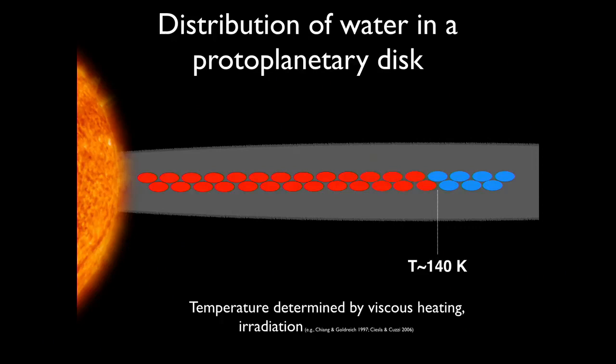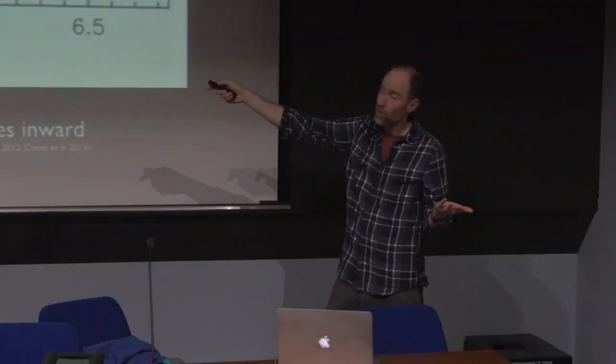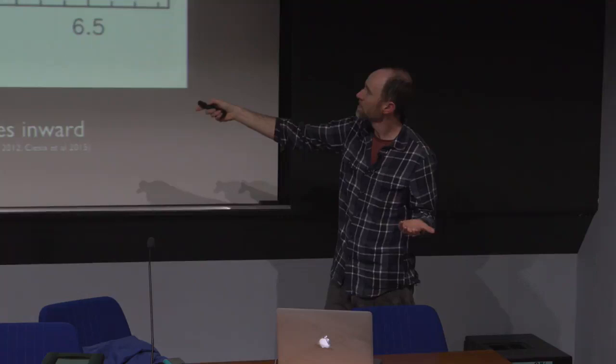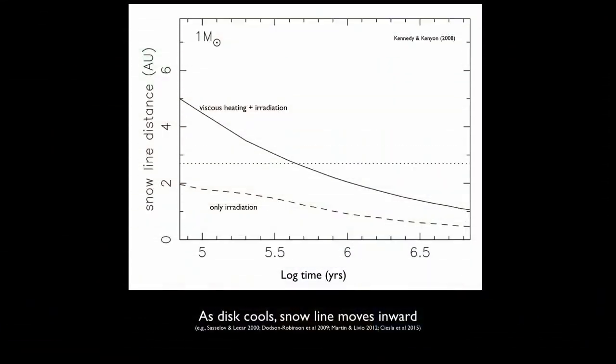And here's what models for the snow line's location look like. This is one example, but there's a whole class of these things that all look roughly the same. So we're looking at the snow line distance as a function of time. And depending exactly what your sources of heat are, in any case, the snow line moves inward. And late in the disk's lifetime, after a few million years, models have the snow line at around 1 AU or even closer in. So basically, the disk evolves, it cools down, and the snow line moves inward.